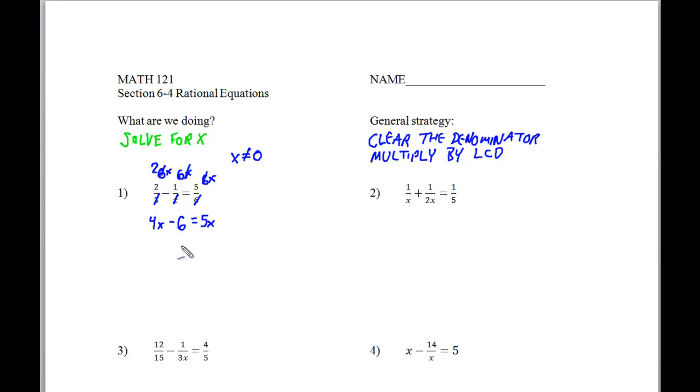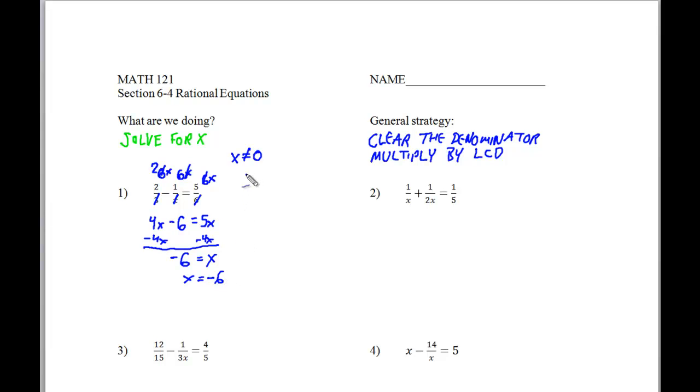Now I'm going to solve for x by moving the 4x to the other side by subtracting 4x. I'm going to have negative 6 is equal to positive 1x, or just x. And using the symmetric property, I can rewrite my problem that x is equal to negative 6.